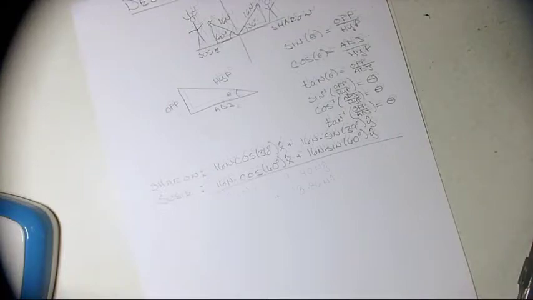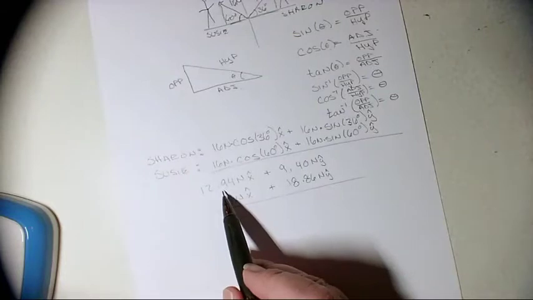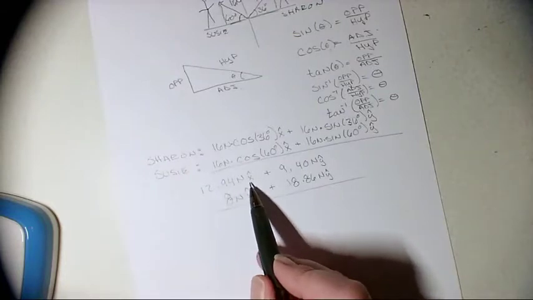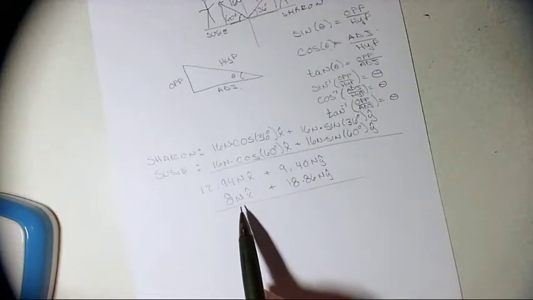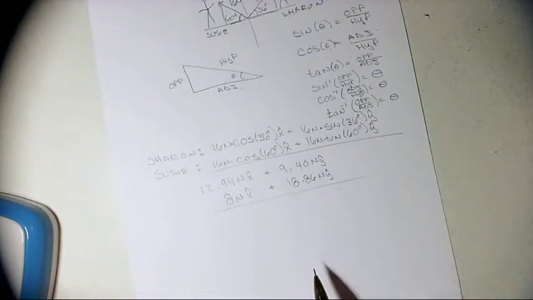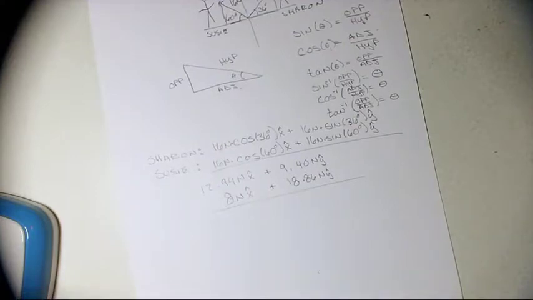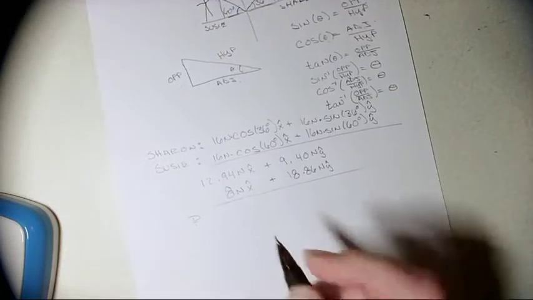Okay, so I've button pushed, and I get that Sharon is pulling 12.94 in the x-hat plus 9.4 in the y-hat, and Susie's pulling at 8 newtons in the x-hat and almost 19 newtons in the y-hat direction. So now, if we want the resultant, we need to add these two vectors together.